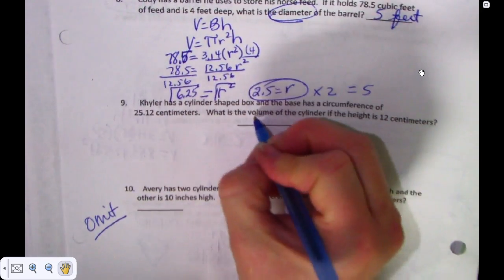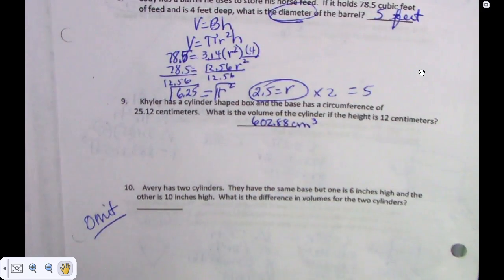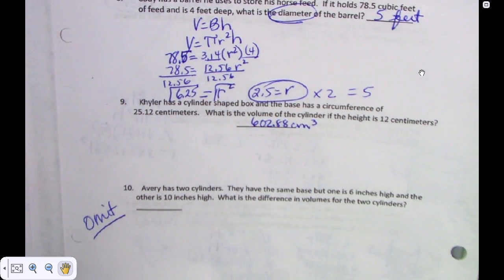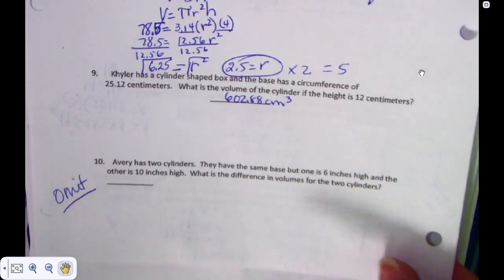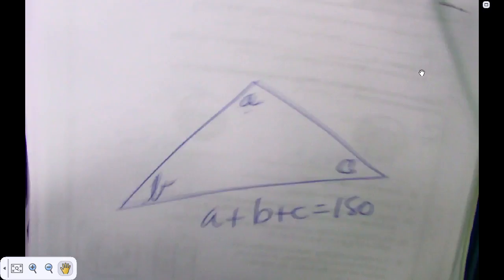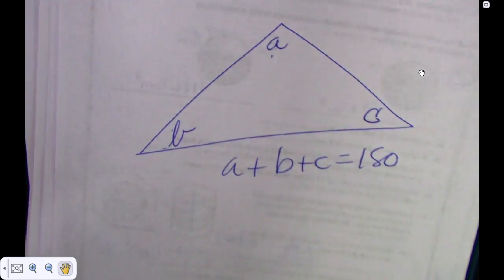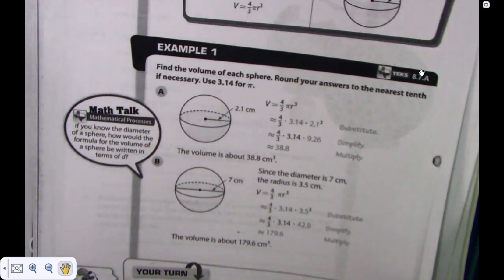Number 9 is what? 602.88. No, cubed, because you're doing volume. Okay, we omitted number 10. Are there any questions? Put that in practice. And remember, if you didn't get some of them right, you need to go back. Honor system. Okay, look at 258.